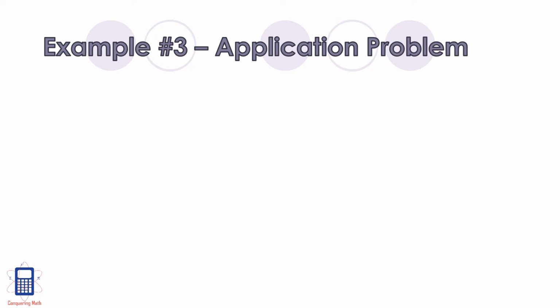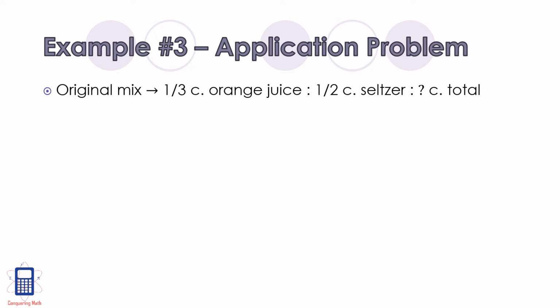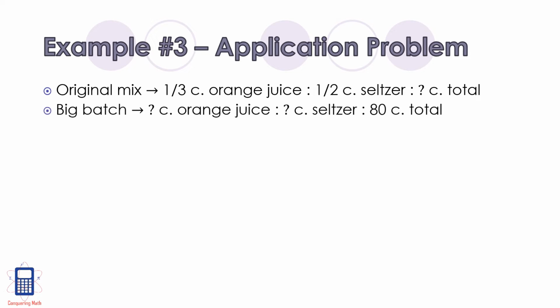So let's break down Hannah's problem. The original mix had 1/3 of a cup of orange juice, 1/2 of a cup of seltzer, and we're not sure about the total number of cups when we mix them together. We'll definitely need to figure that out. Her big batch is going to have an unknown number of cups of orange juice and seltzer, but we know it'll have 80 total cups.